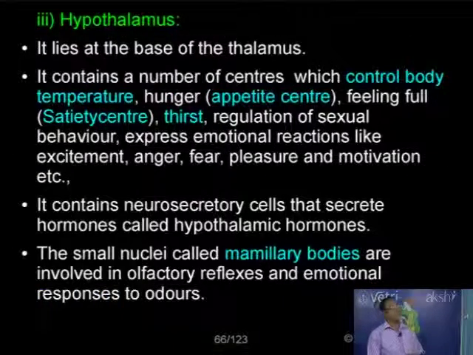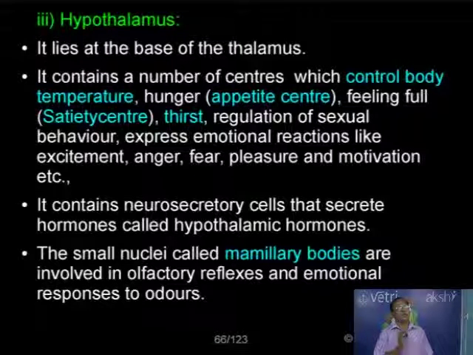Now the hypothalamus. The thalamus lies at the upper end and the hypothalamus lies just below it, at the base of the thalamus towards the downward part, where the pituitary gland is present. The thalamus is present above, near the pineal gland, and the hypothalamus is present at the base of the thalamus, where you have the pituitary body.